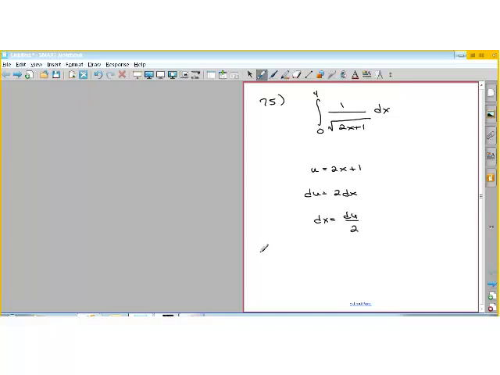We're also going to redefine the limits. So when x equals 0, u is equal to 1: 2 times 0 plus 1. When x is equal to 4, u is equal to 2 times 4 plus 1, which is 9. So our old limits were from 0 to 4. Our new limits are from 1 to 9.